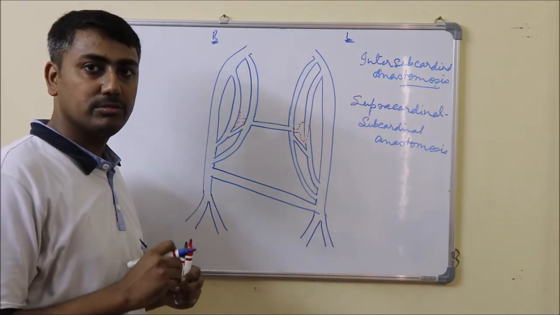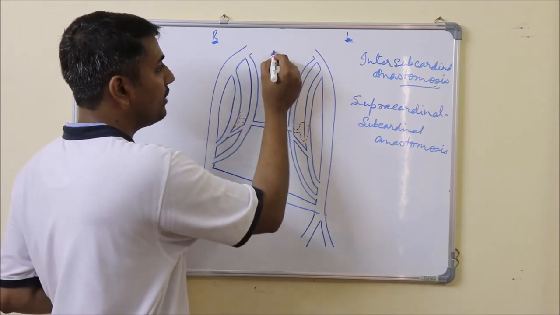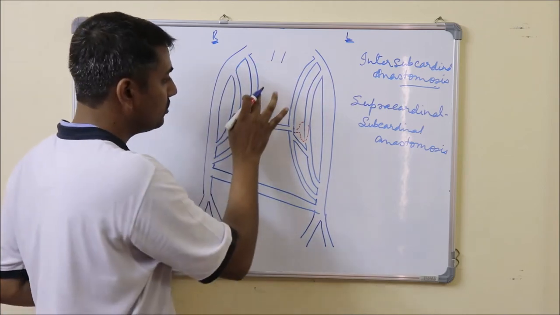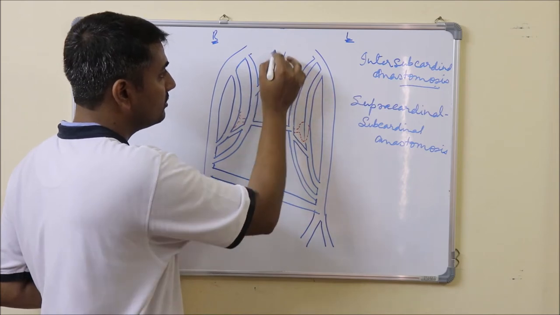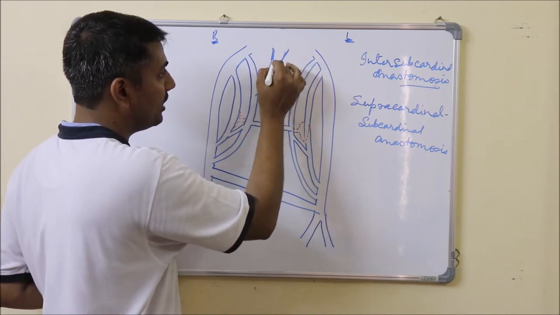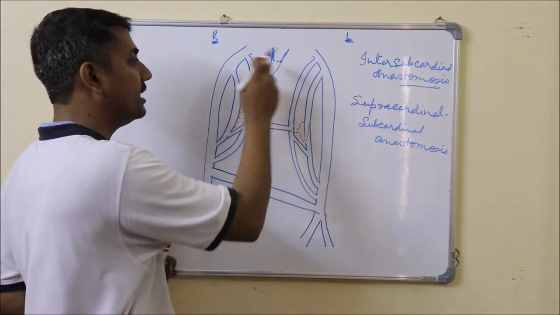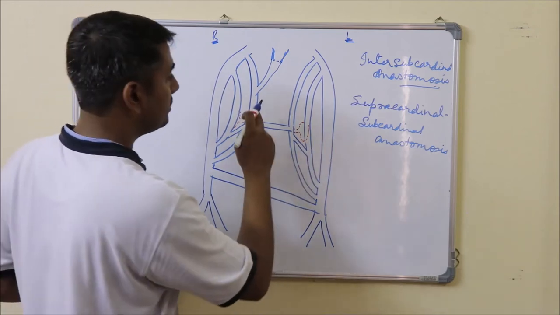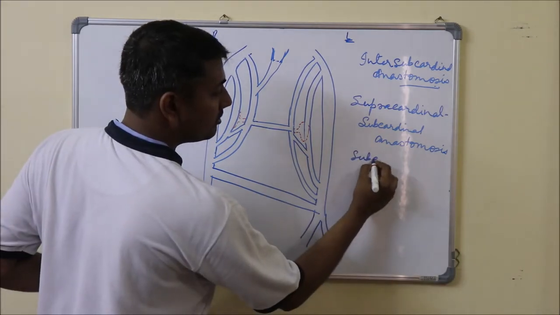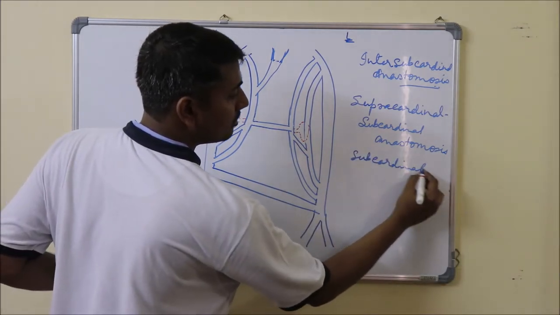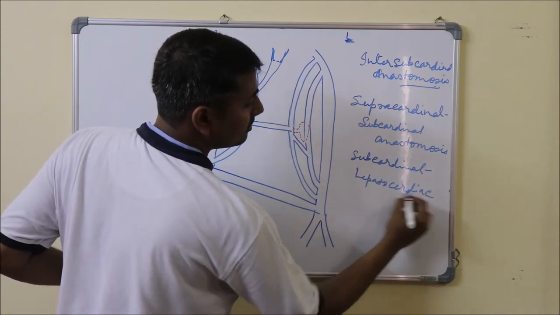Another anastomosis is between the cranial part of the right subcardinal vein with the hepatocardiac channel. So here these two will be joined. This is the right hepatocardiac channel, which will ultimately form the hepatic segment of the inferior vena cava. And this anastomosis is now known as the subcardinal hepatocardiac anastomosis or channel.